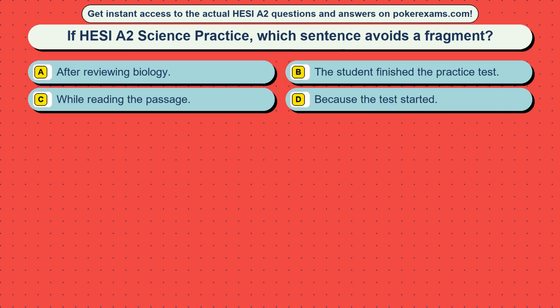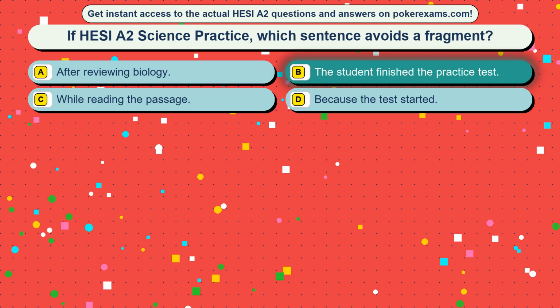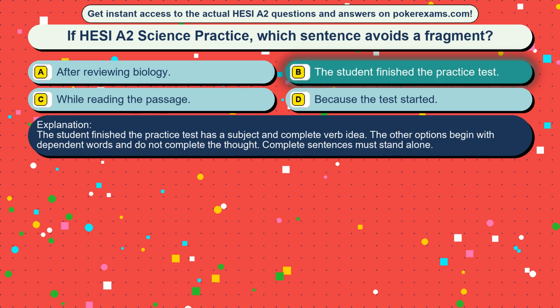Question 10. If HESI A2 Science Practice, which sentence avoids a fragment? Option A. After reviewing biology. Option B. The student finished the practice test. Option C. While reading the passage. Option D. Because the test started. The correct answer is option B. The student finished the practice test. The student finished the practice test has a subject and complete verb idea. The other options begin with dependent words and do not complete the thought. Complete sentences must stand alone.